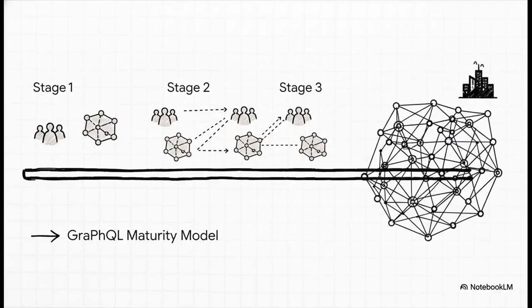This idea is actually captured perfectly in what's called the GraphQL maturity model. It shows this really typical path. An organization might start small, with just one team building one subgraph to prove the value. But as more and more teams get on board, they start moving towards a federated supergraph that serves the whole company, which comes with its own set of complex challenges and tooling.